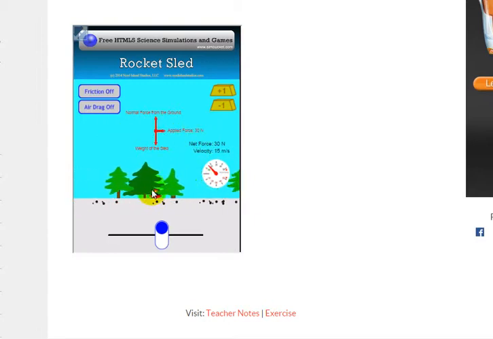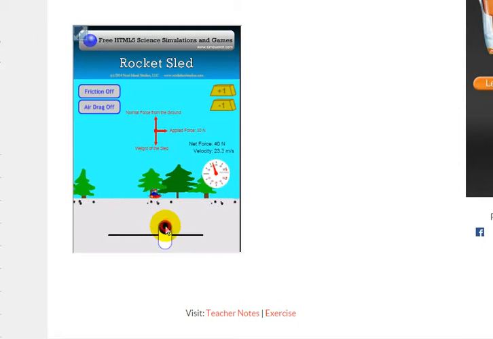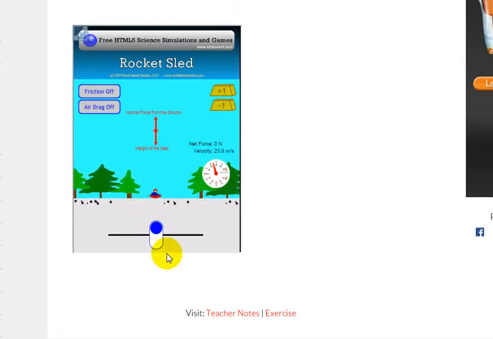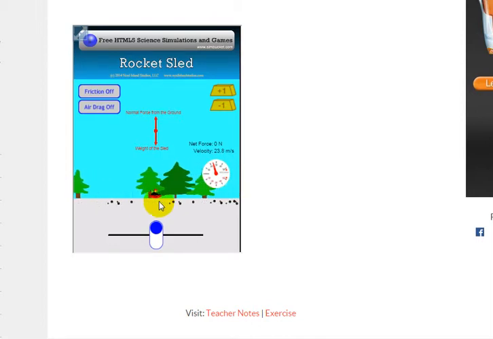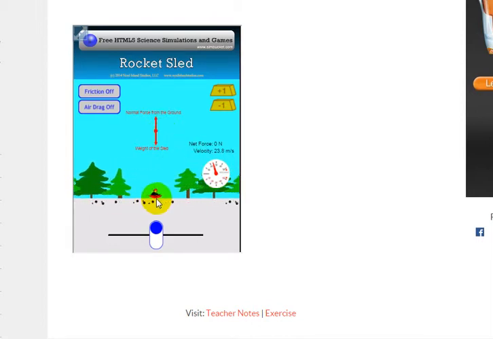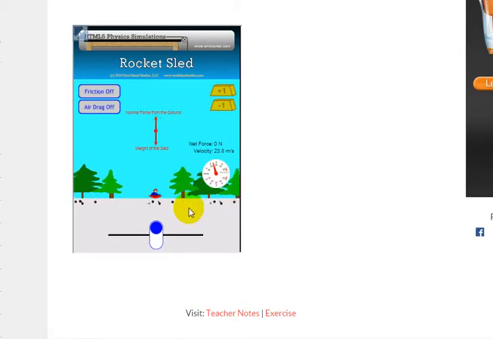Nothing's going against it, so this thing's getting faster and faster until I ease up on the force. And what's interesting, if I get rid of that force now, it accelerated using my 30 newtons force, and it's going to keep on moving. It doesn't stop. It keeps moving at constant velocity because nothing's acting against it.